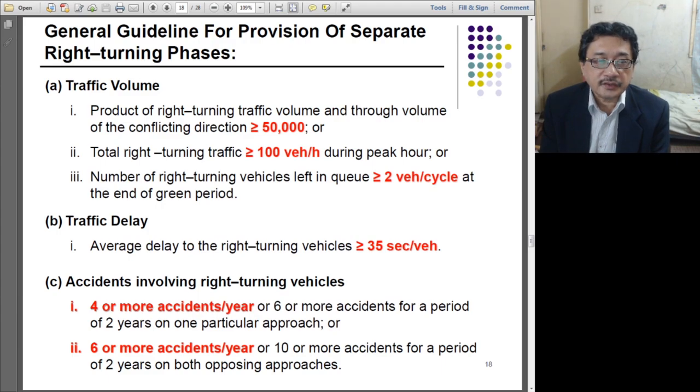The second guideline is on traffic delay. The average delay to the right-turning vehicles must be more than or equal to 35 seconds per vehicle. While the third guideline is on accidents involving right-turning vehicles: 4 or more accidents per year or 6 or more accidents for a period of 2 years on one particular approach, or 6 or more accidents per year, or 10 or more accidents for a period of 2 years on both opposing approaches.